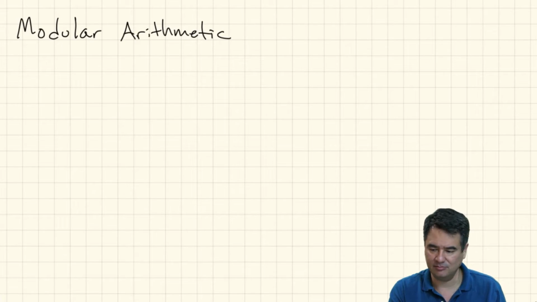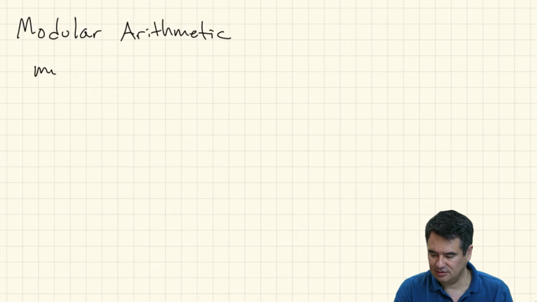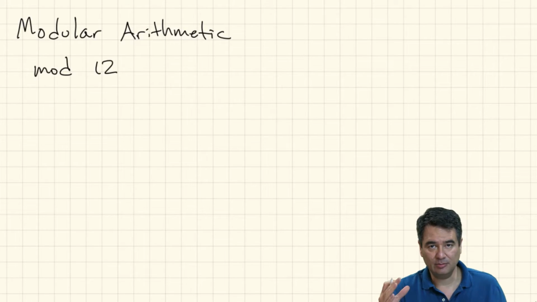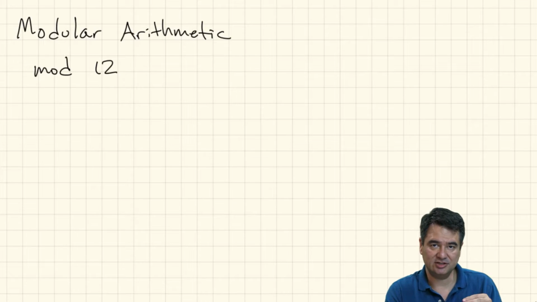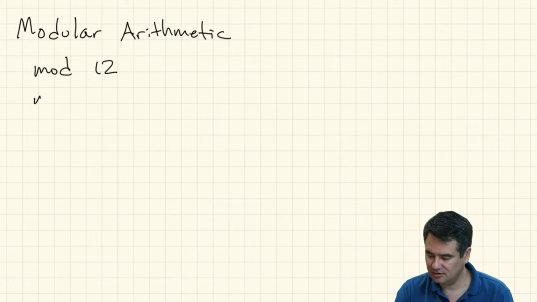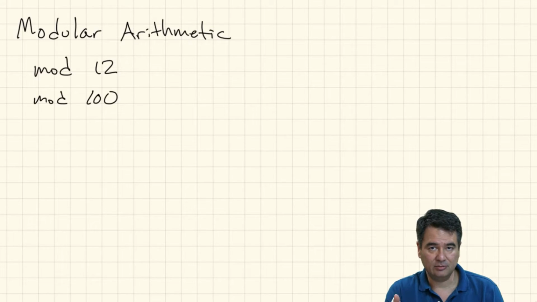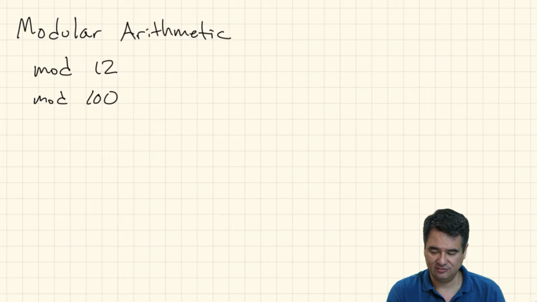And remember, modular or modulus kind of means remainder. So when we say something like mod 12, we mean a numbering system in which the only numbers that exist are 0 through 11, 11 being the highest possible remainder that we could have if we did a remainder after dividing by 12. And if we did mod 100, that means only numbers 0 through 99 are allowed in our system.